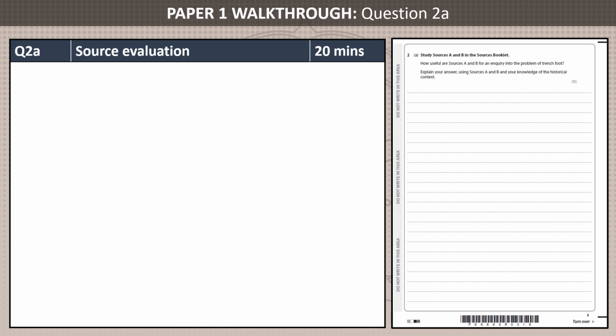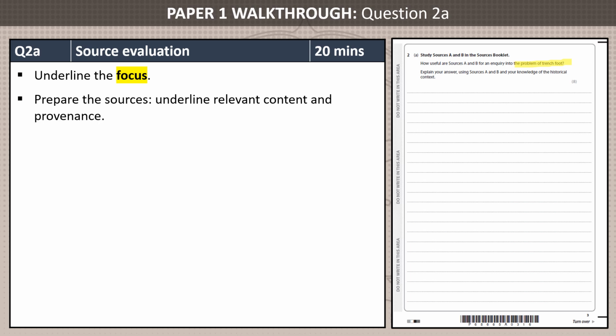The next question is a source evaluation question about the British sector of the Western Front. Start by underlining the focus of the question. In this case, it's about the problem of trench foot. Prepare both sources by underlining relevant content. If you have a picture source, you should circle key details. Then do the same for the provenance. Underline key features like who made the source, when, where, and why.